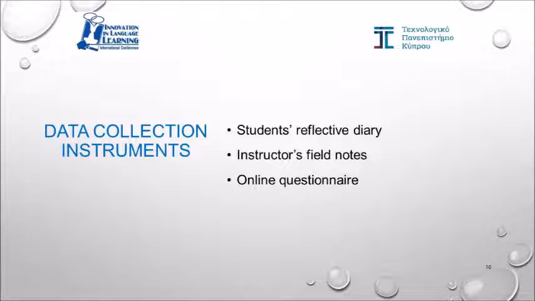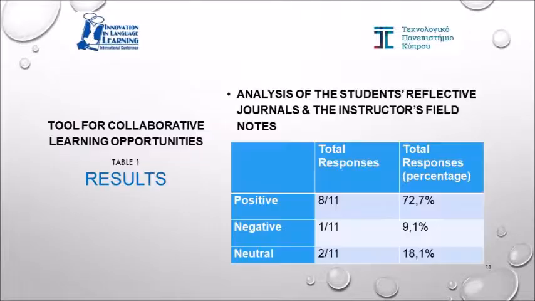Another tool that was used was the instructor's field notes. The field notes provided a more reflective view. It was more personal, from a more personal point of view, of the student's experience with the tool. And the last instrument was the questionnaire, a Google Form questionnaire. It was given to the students at the end of the semester. Now the questionnaire enhanced the reflective content.